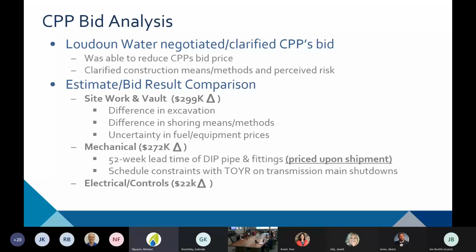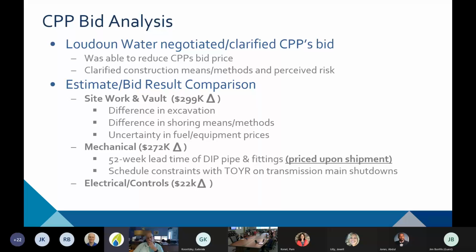The other big component was the mechanical work. As you can see, most of this project is ductile iron pipe and fittings. And right now there is a 52-week lead time on ordering ductile iron pipe. The manufacturer is not able to provide a price right now. They will provide the price when the pipe is shipped. So that introduces a lot of risk for the contractor.